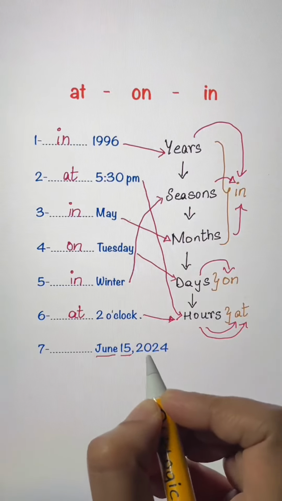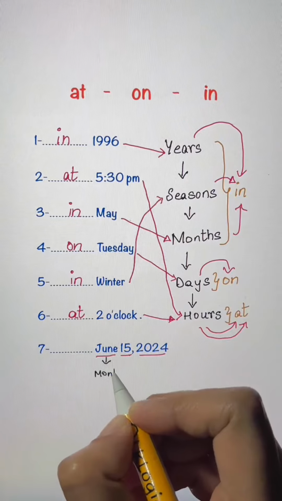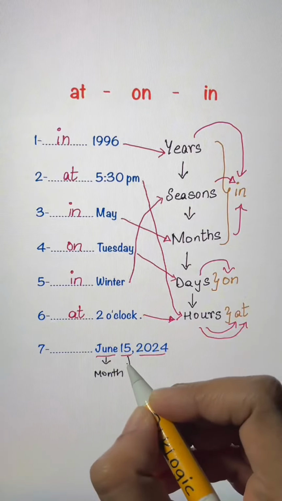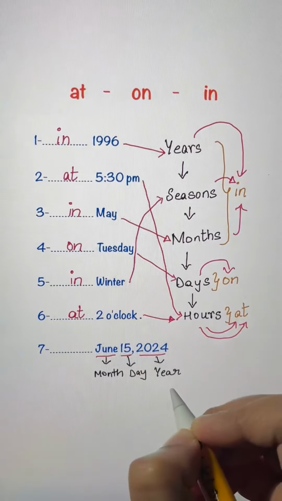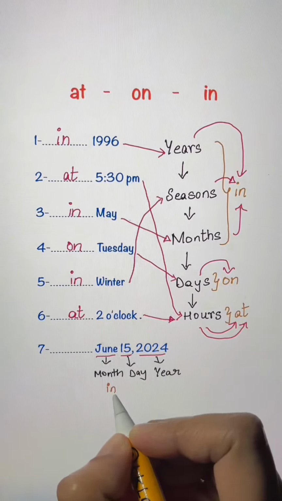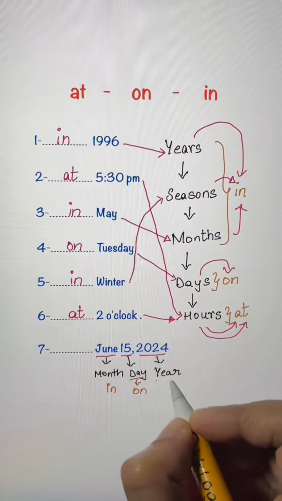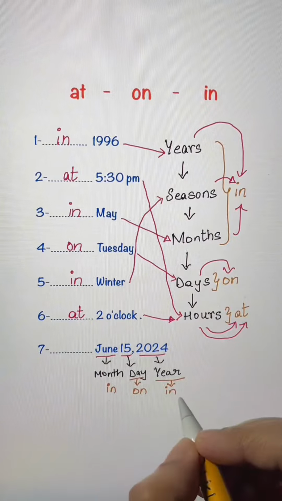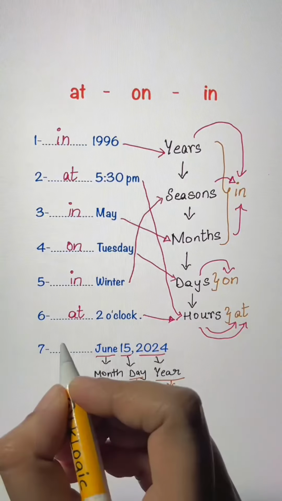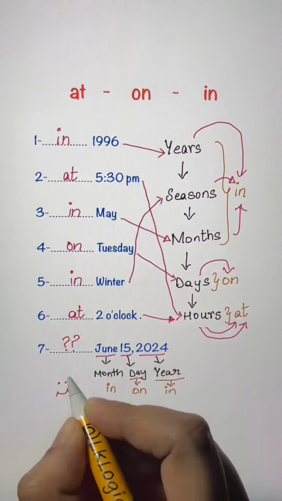June 15, 2024. This one is tricky because June is a month. 15 here means the day. And 2024 means the year. With a month, we use in. And with a day, we use on. And with a year, we use in again. So what should we use here? In or on? Well, you are gonna answer this one. Write it down in the comments.